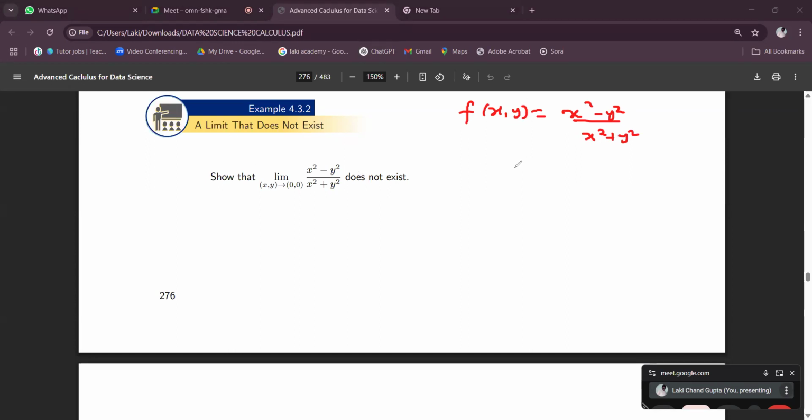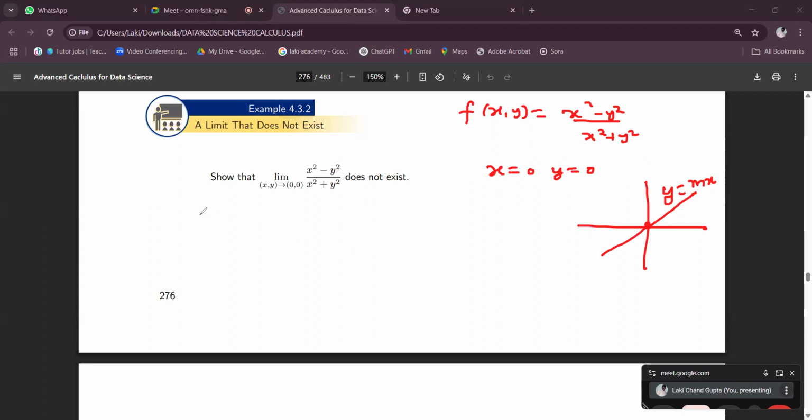Here x is 0, y is 0. It means that the line passes through the origin. This is very important, right? x is 0, y is 0 means y is equal to mx. Any line which passes through the origin can be represented in this way, right?